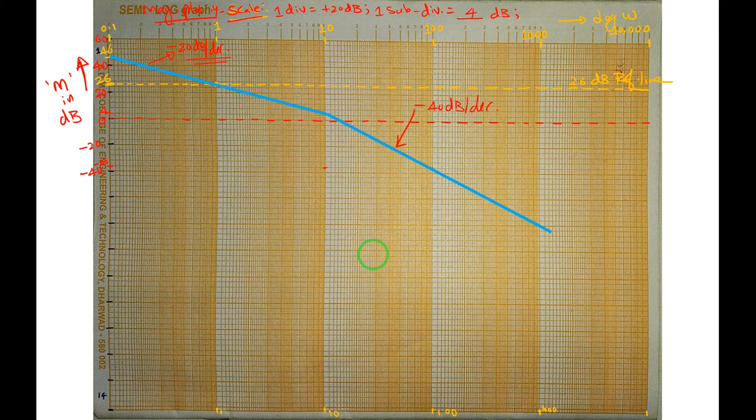At least you understood. Please unmute yourself and say yes, understood, so that I can proceed. Yes, sir. Understood. Yes, sir. Okay, fine. Magnitude plot is over. Next, we will draw the phase plot.